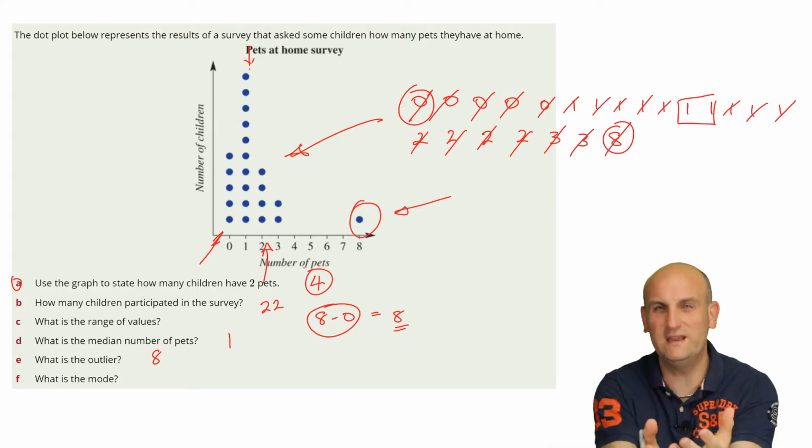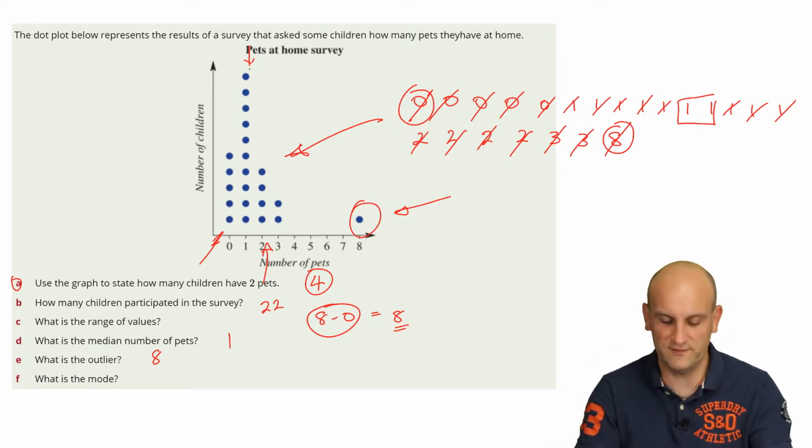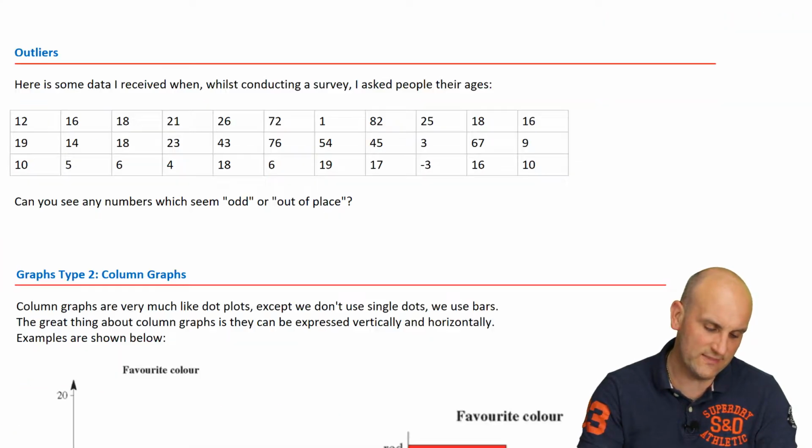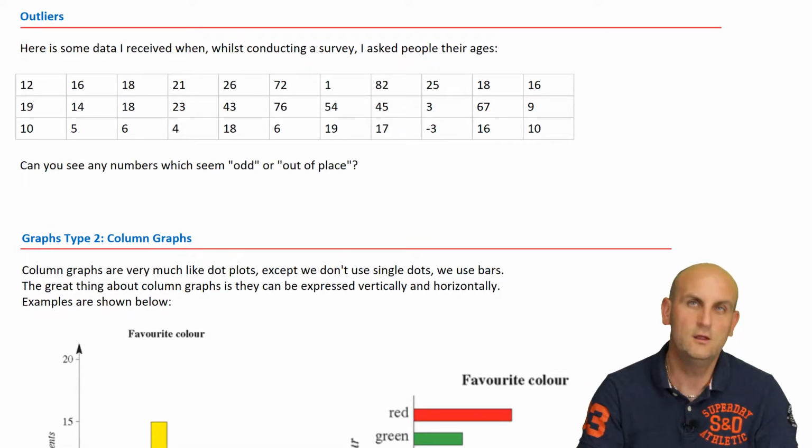That graph is really awesome because it gives us all of that information that I can then use to do my mean, median, mode, and range. Right, what was that? That was a dot plot.